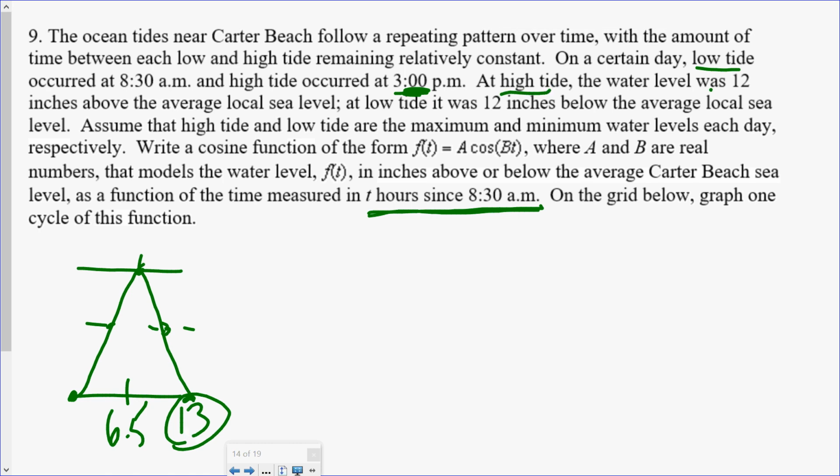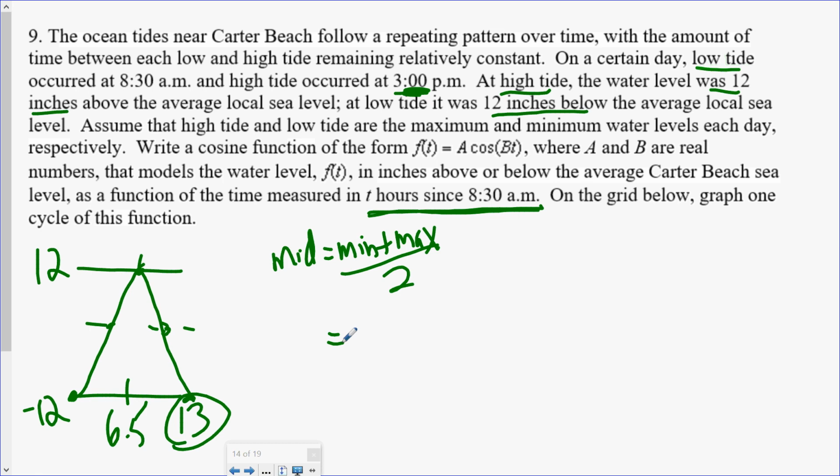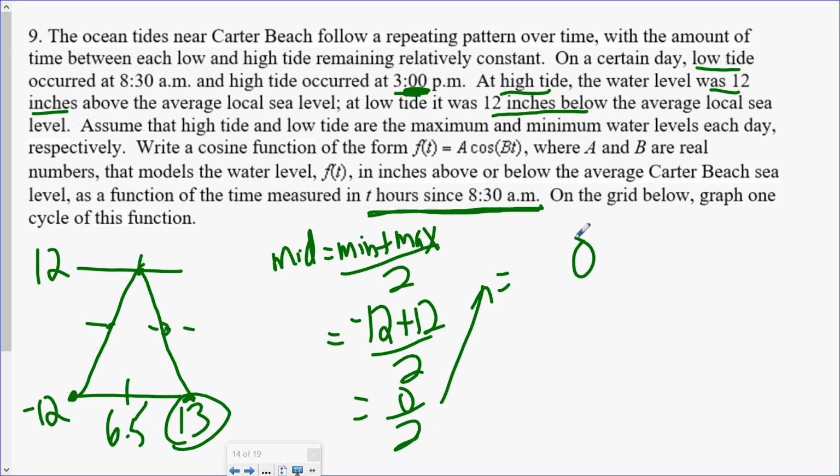High tide was 12 inches above sea level. So my high tide is 12. Low tide was 12 inches below. So low tide is going to be negative 12. So my midline is min plus max over 2, which is negative 12 plus 12 over 2, which is 0 over 2, which is 0.